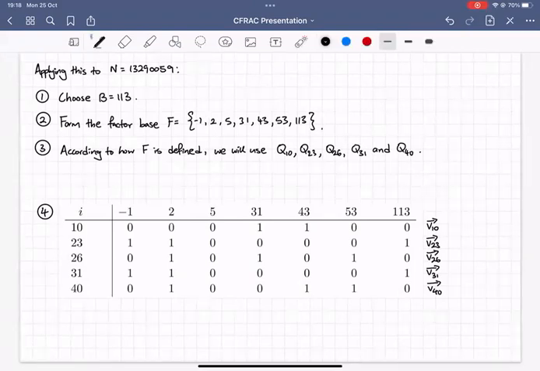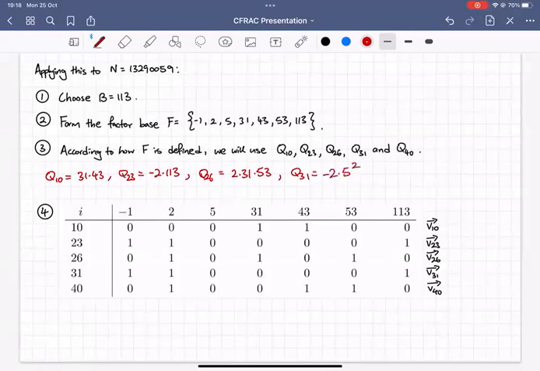I might write down the factorizations from my notes. So Q10 is 31 times 43. Q23 is -2 times 113. Q26 is 2 times 31 times 53. Q31 is -2 times 5 squared times 113. Q40 is 2 times 43 times 53.